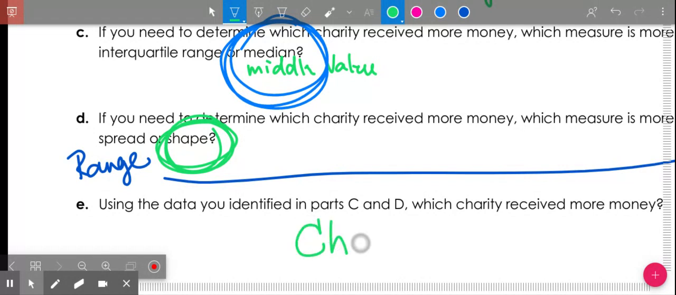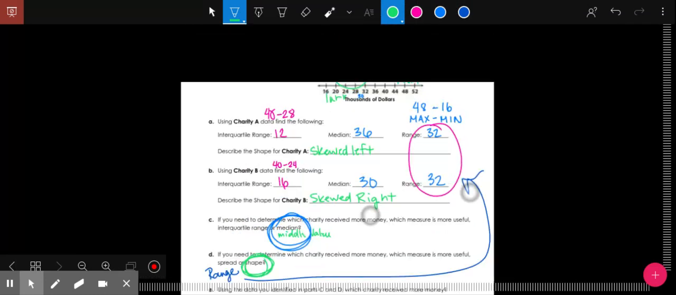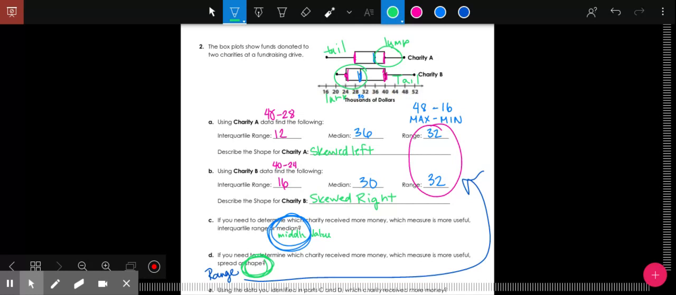All right, I would say Charity A. The average is higher. The lump is higher. A lot of people donated smaller amounts to Charity B, and a lot of people donated higher amounts to Charity A. So we're going to say A.